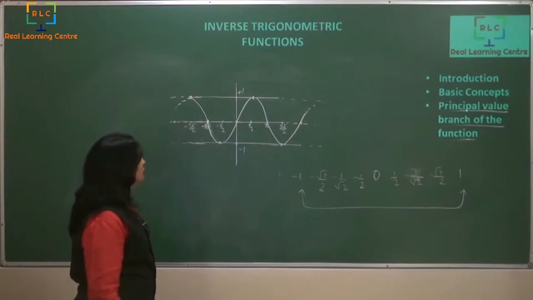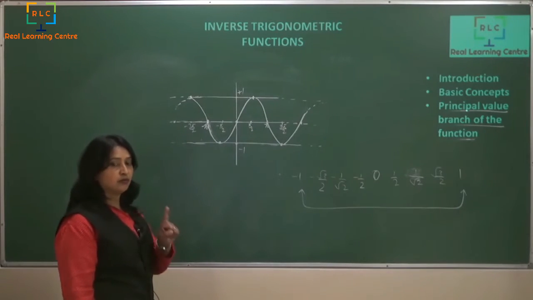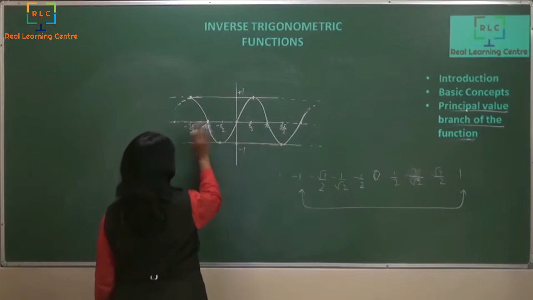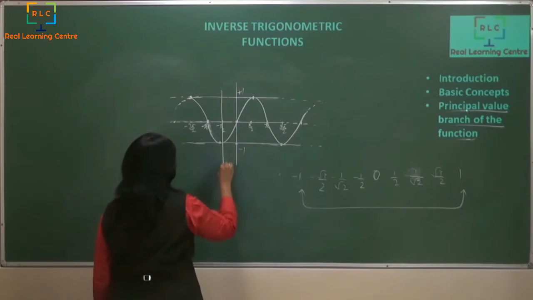Okay, so the x-axis will be cut only once between minus pi by 2 and plus pi by 2. Not even this, I cannot take this also. If it has to cut the x-axis only once, then it has to be only between this. So let me write a thick line there.